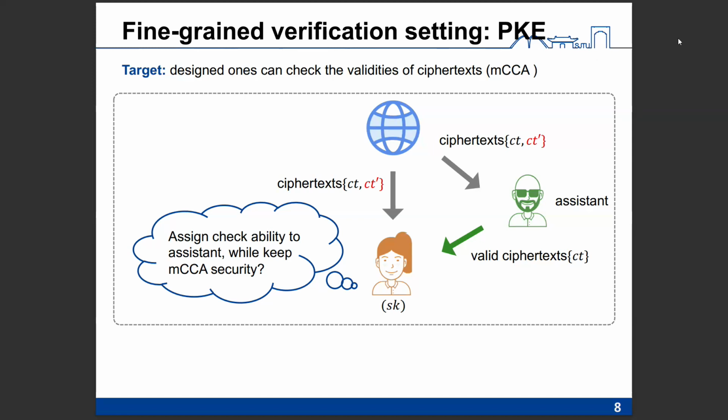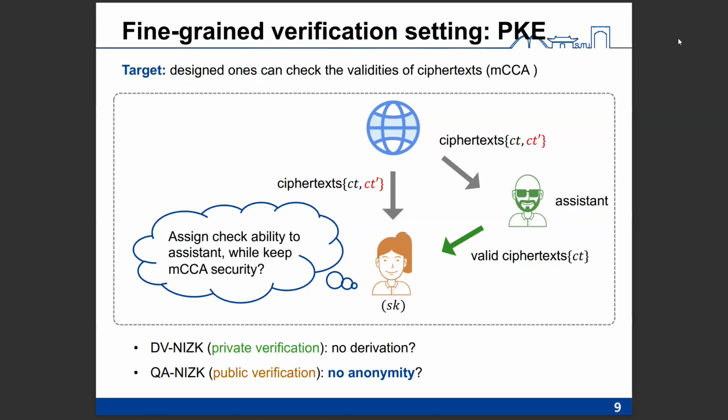We know NISC is a useful tool to design CCA secure encryption schemes. But how to choose a suitable NISC? If we use DV-NISC, which supports private verification, the same question occurs, so we cannot deal with key derivations. And if we use QA-NISC, then the anonymity of the encryption scheme may be sacrificed, since anyone on the internet can check whether a ciphertext is sent to Alice by just running a verification algorithm, since the CRS is public and no secret information is needed in the verification algorithm. So there's no anonymity in our algorithm. So from these two examples, we can see that neither DV-NISC nor QA-NISC is without shortcomings.